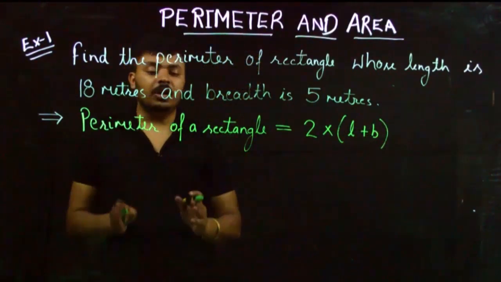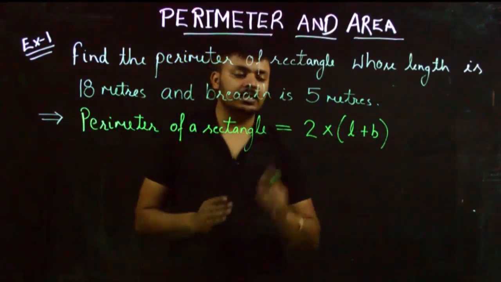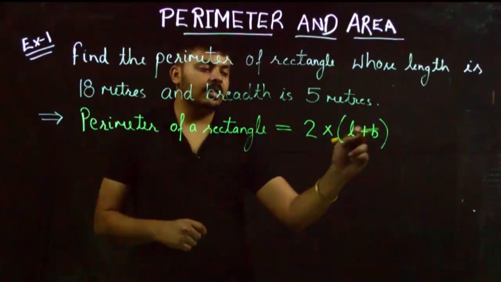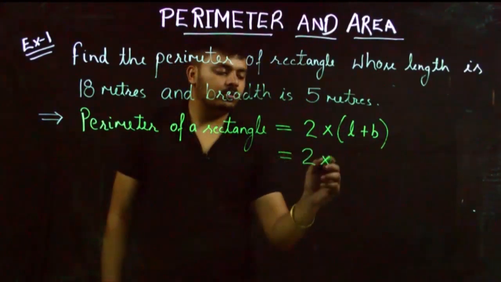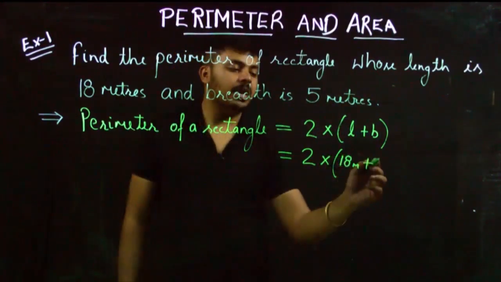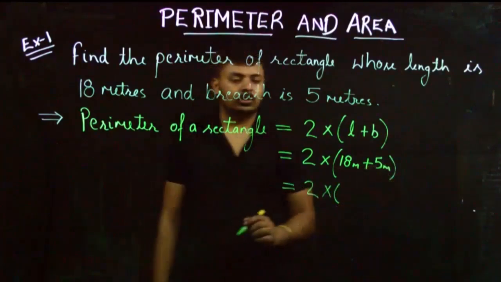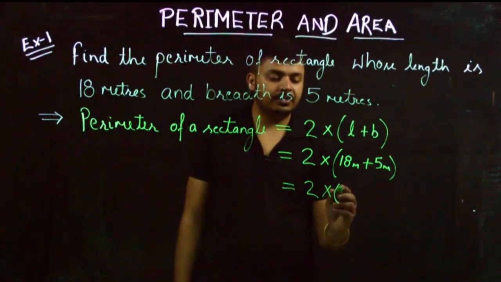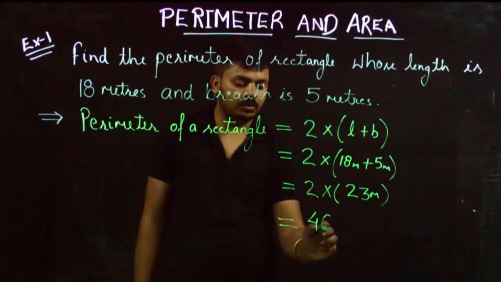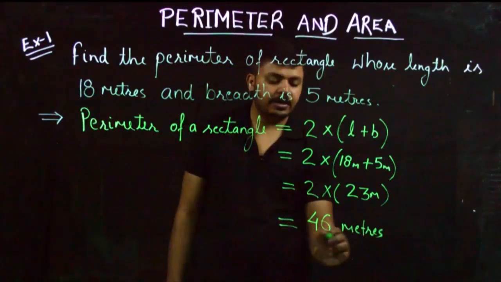So the formula to find the perimeter of a rectangle is twice the sum of length plus breadth, and we know what is length and what is breadth. So 2 multiplied by length is 18 meters, breadth is 5 meters. So 2 into 18 plus 5 is equal to 23. So 23 multiplied by 2 equals 46 meters.